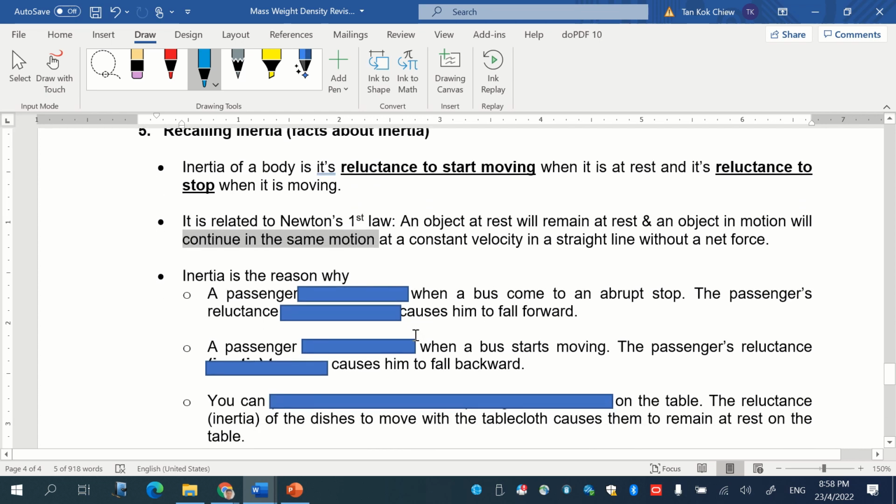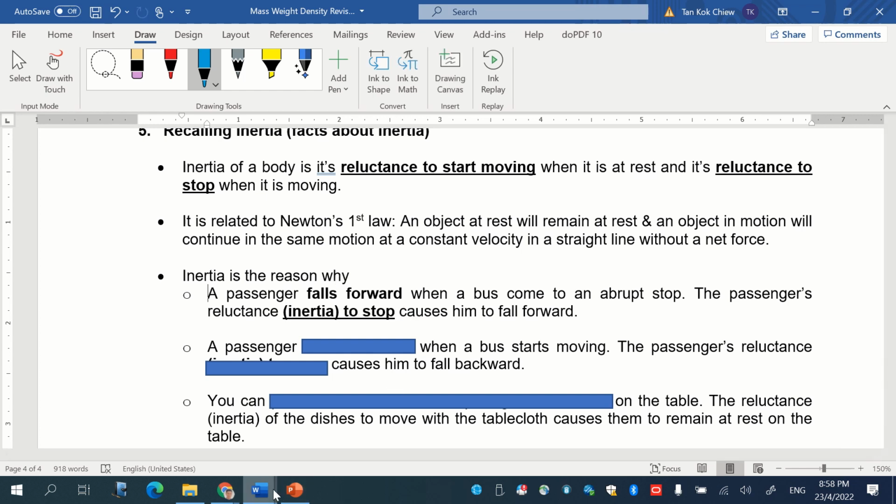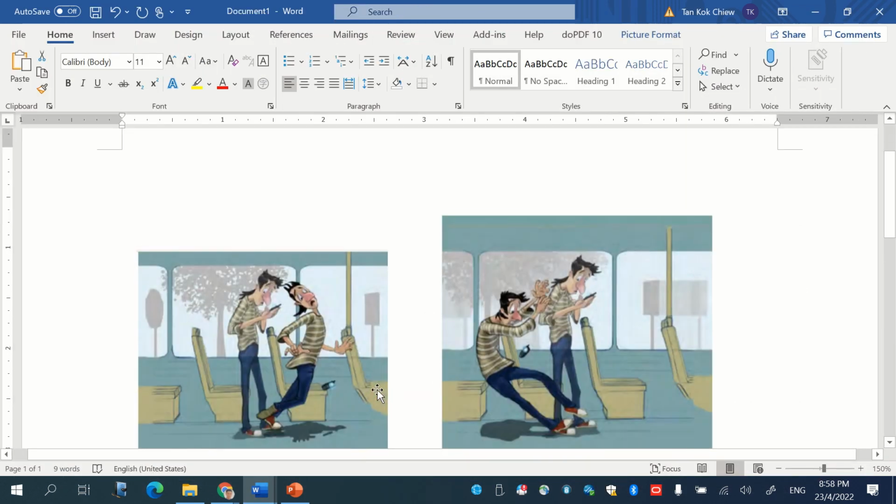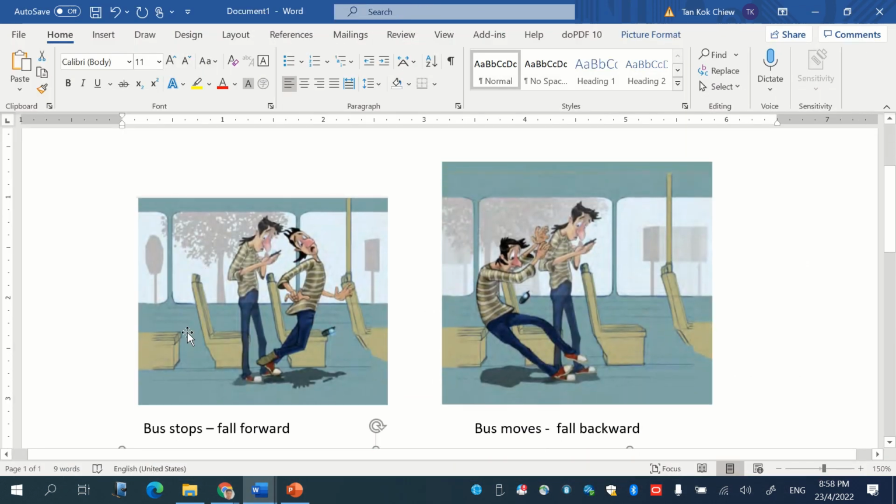So what does the O level always ask about inertia? When does it come in? It is the reason. Inertia is the reason why a passenger falls forward when a bus comes to an abrupt stop. The passenger's reluctance to stop causes him to fall forward. Very quickly, let me show you the picture here. There, the picture on the left.